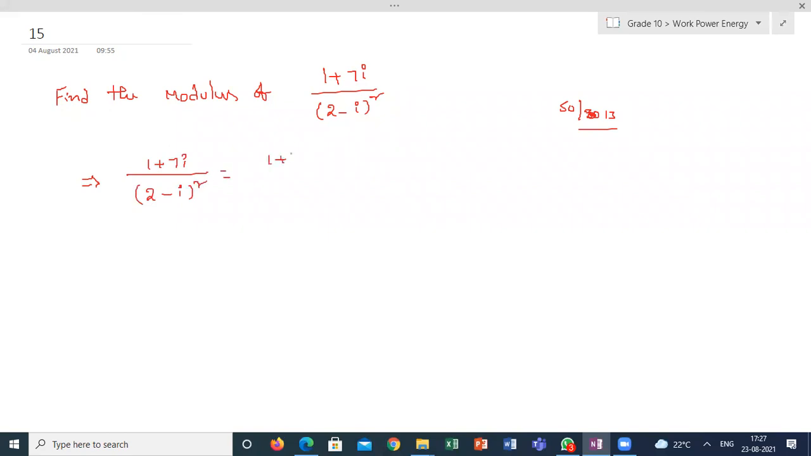2 minus i whole square. This will be 1 plus 7i divided by 2 square minus 2 into i plus i square. This will be 1 plus 7i divided by 4 minus 4i minus 1. So 1 plus 7i divided by 3 minus 4i.